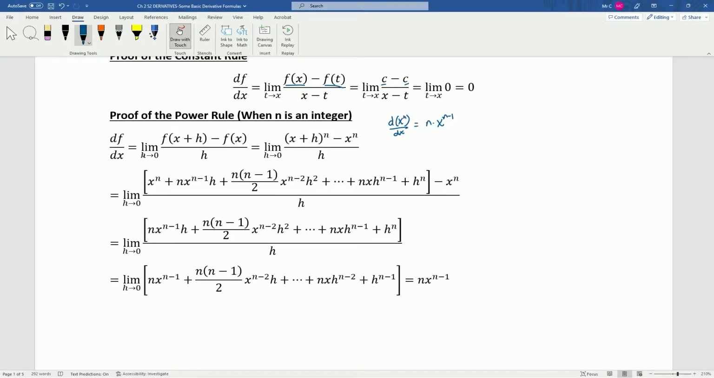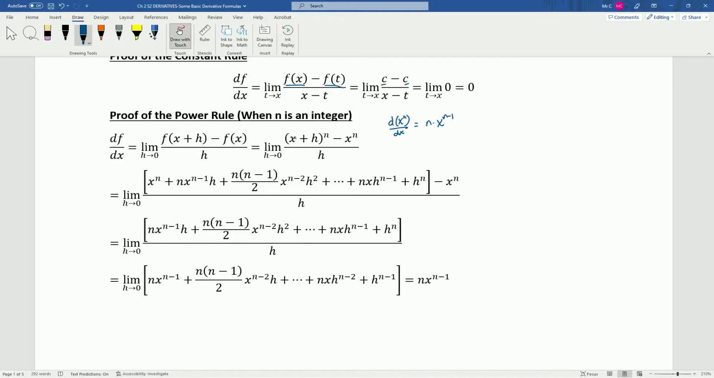So I take the limit as h goes to 0 of f of x plus h minus f of x all over h. I plug x plus h into my function x to the n. So I just get x plus h to the n minus x to the n over h. And then I have to multiply this out, x plus h to the n. So what I've done here is written this expression. We call this the binomial expansion.